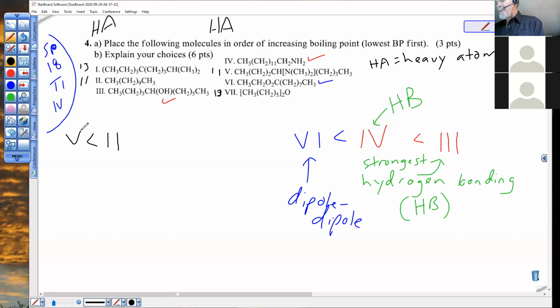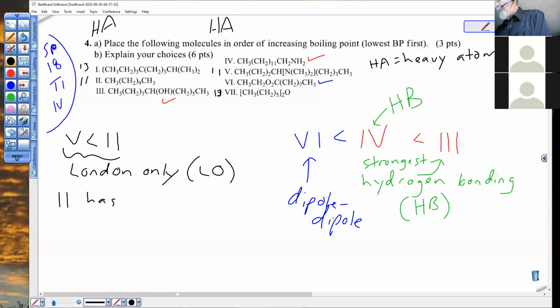And this is one of those times I'm going to use the B word, but only when we have the same number of heavy atoms and the same polarity. These are both London only. So please acknowledge that first. London only. That's why they're on the left of my answer. And can I go LO in case I have to use that again? And 2 has no branching.